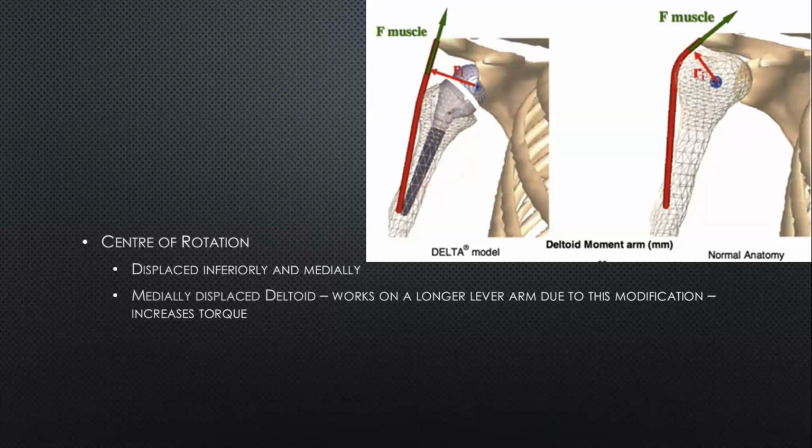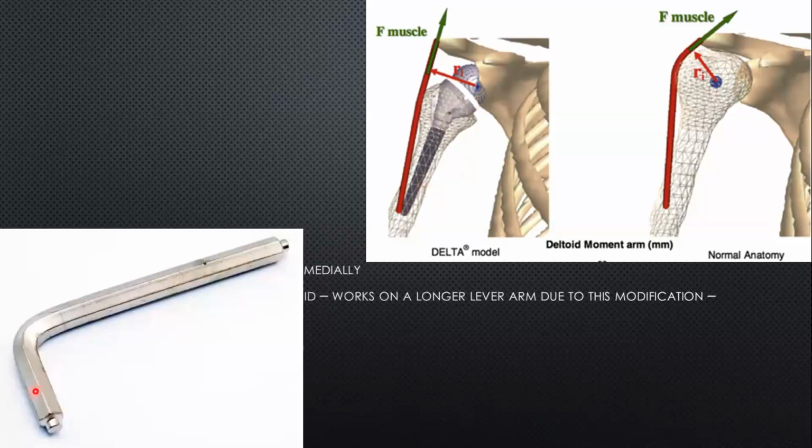To make it simple, just think of an Allen key. If you try to rotate the screw using the short lever arm, it's very difficult. But at the same time, if you try to rotate the screw using a longer lever arm, it becomes much easier. The same principle holds true here. So if you are lengthening the lever arm, the force needed to start abduction in the shoulder joint using the deltoid muscle will be much less.